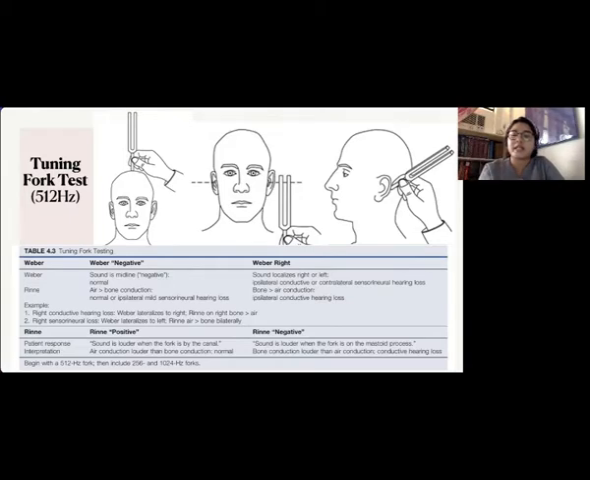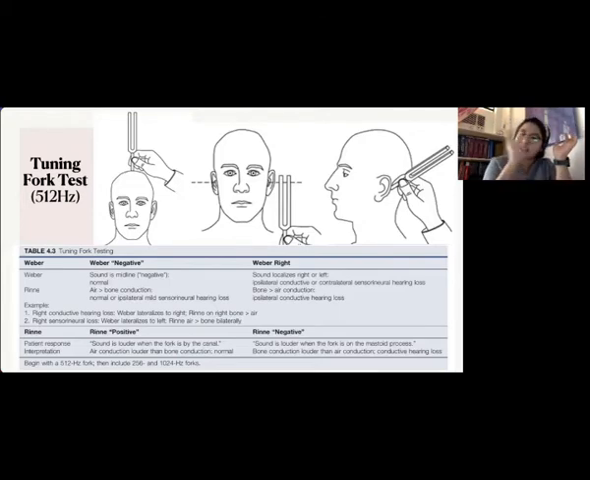Or if the patient can hear it more on the left, you document it as Weber left. But if the sound is at midline or equal sounds are heard on both ears, we'd count it as Weber negative. For the Rinne test, we instruct the patient to tell you if he or she cannot hear the sound anymore. So just make a sign if he or she can't hear it.